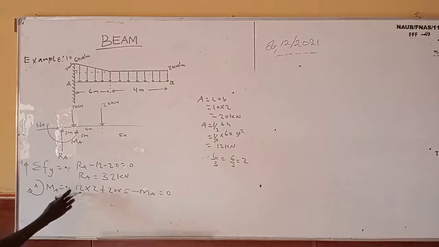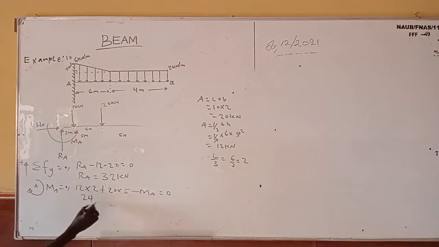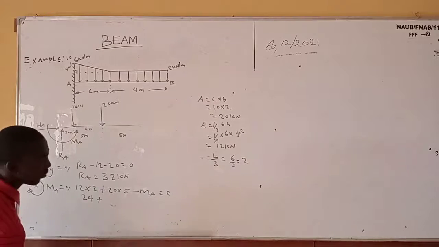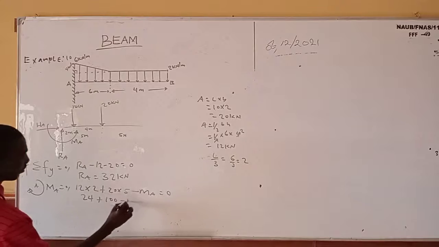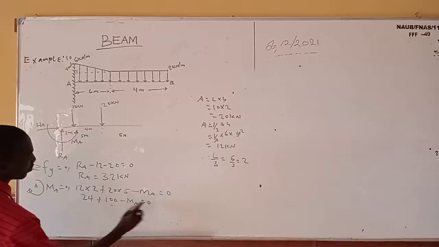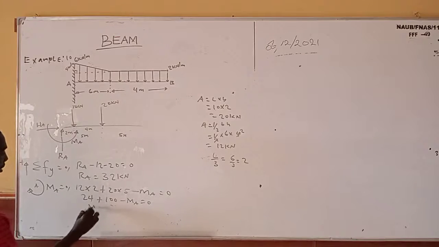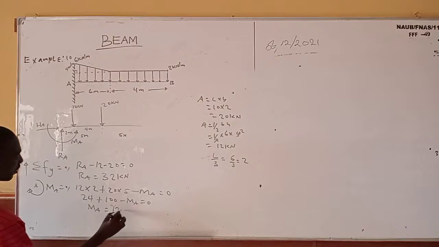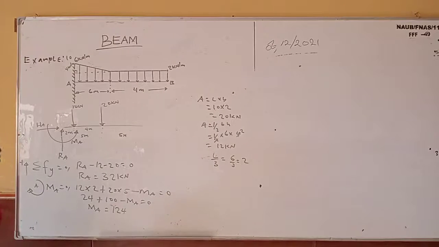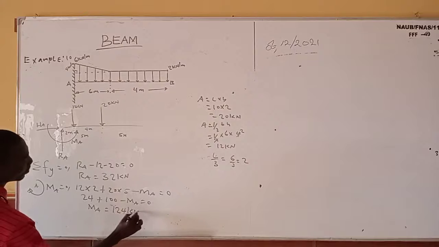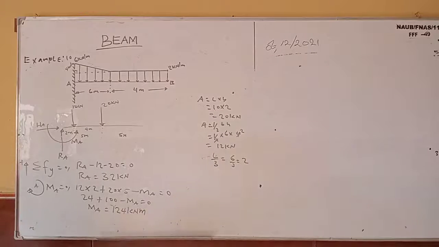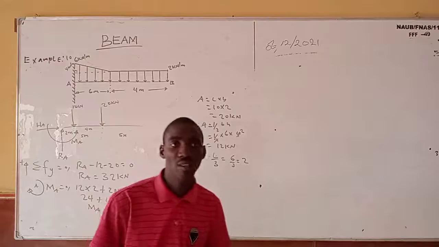0. So now this times this is 24 plus 20 times 5. 20 times 5 is 100. Minus MA, so equals to, if MA crosses here, it means MA will be equal to 124 kilonewton meter. So that is the answer.